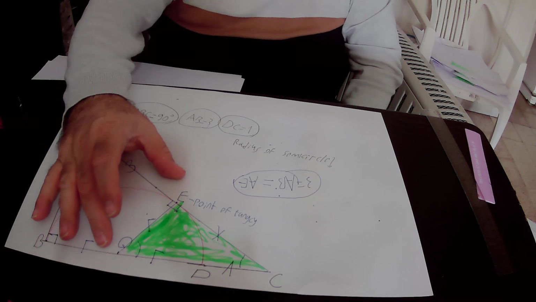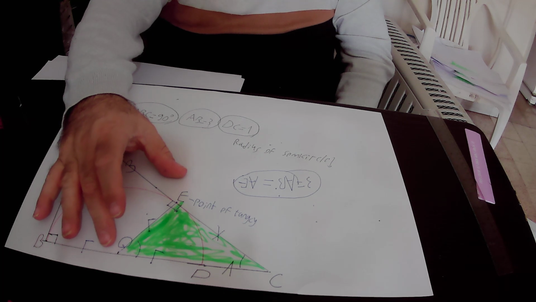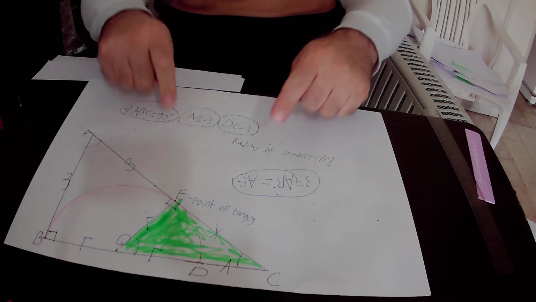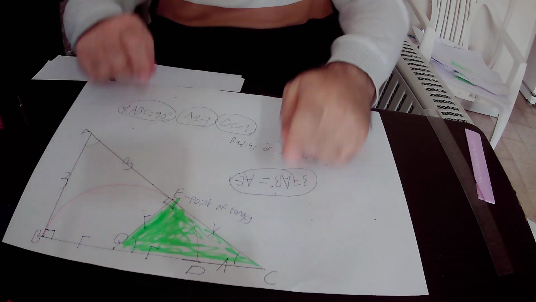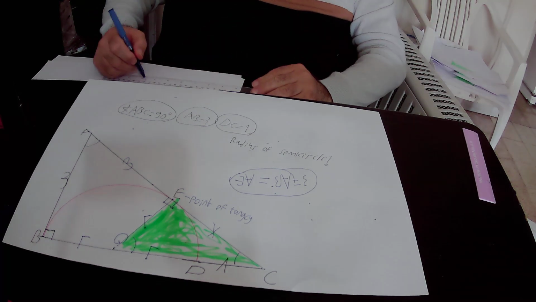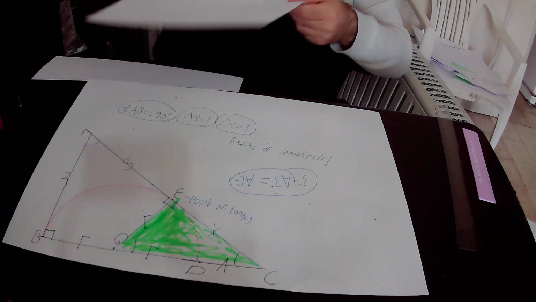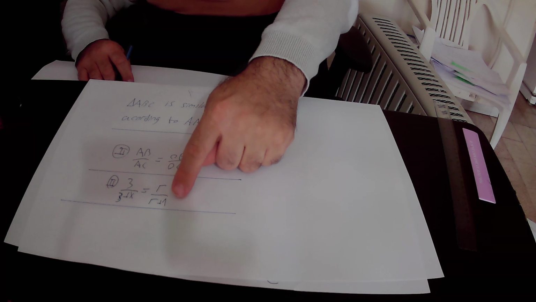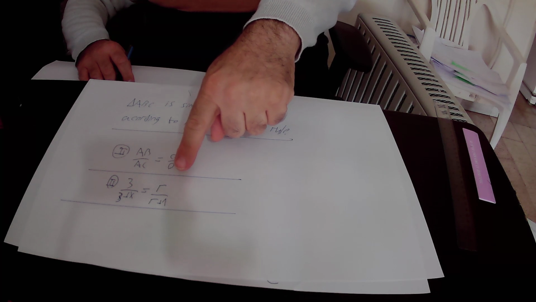OE is the radius of the red semicircle, so it equals R. And what is the value of OC? From this drawing you can see that the value of OC is R plus 1. So we actually found out OE equals R, OC equals R plus 1. So in total we found out that 3 over 3 plus X equals R over R plus 1.